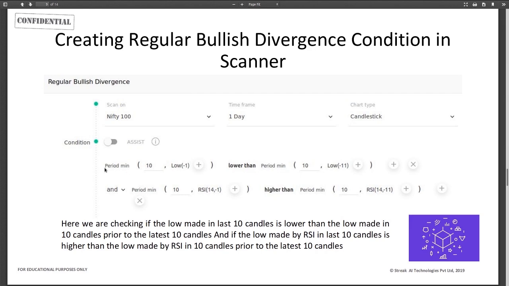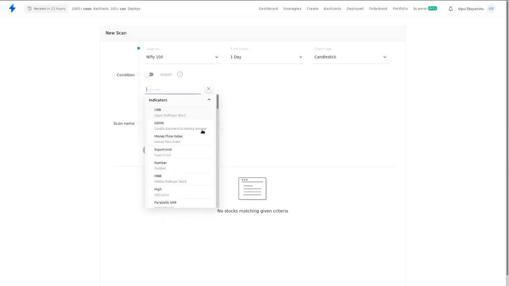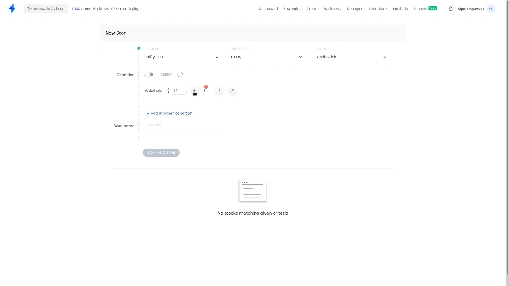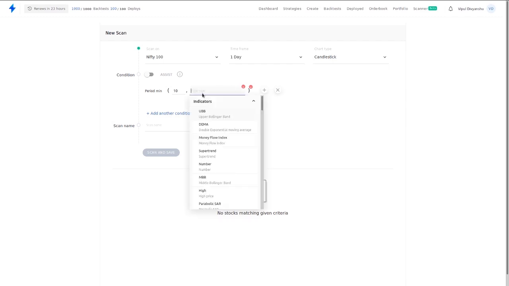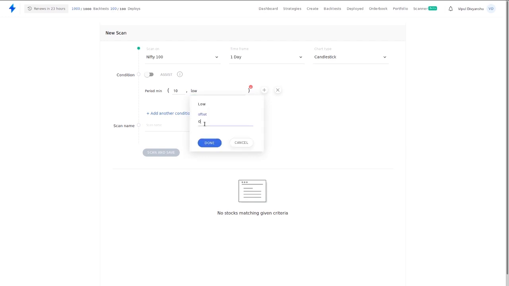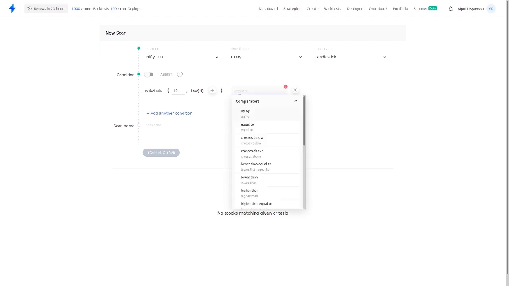So first thing, if you see, it says period min of 10 days low -1 is lower than period min of 10 days low of -11. So why is this like this? Let me quickly create this and explain that. Period min lets you get the lowest price, or the lowest value till now. Once I do this, I'll show it in chart how it looks like.